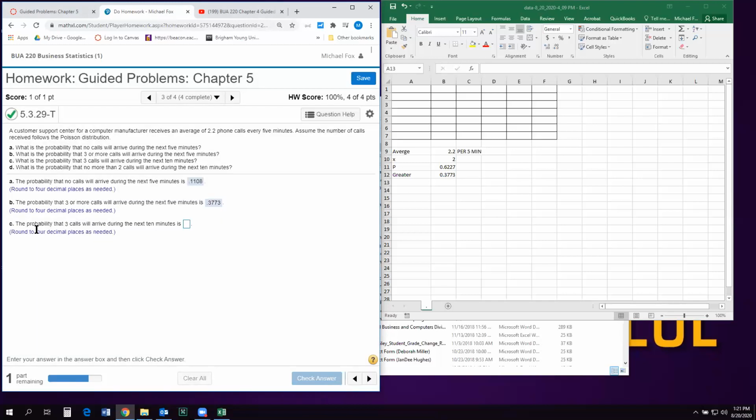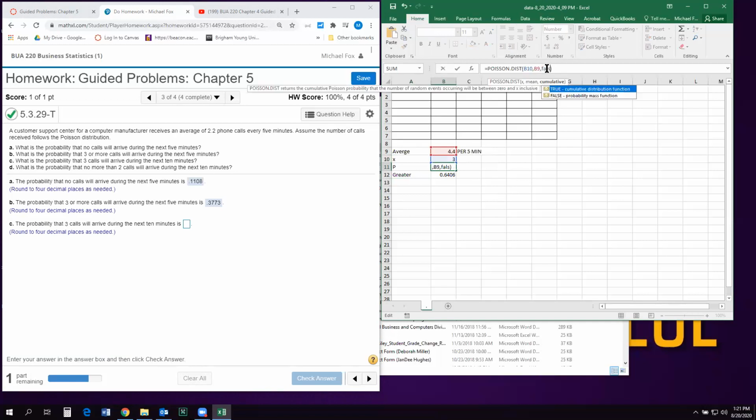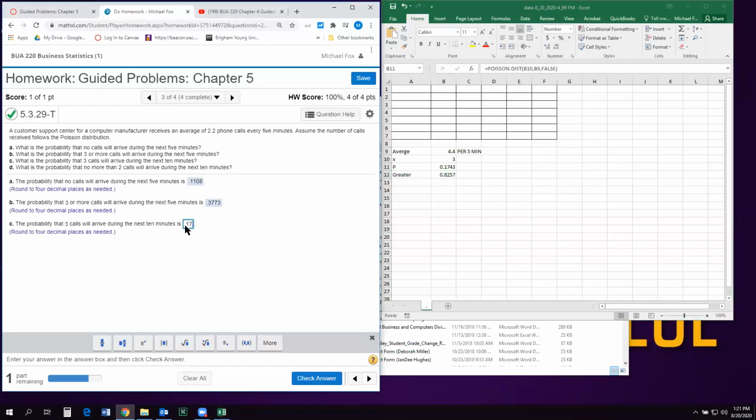The probability that 3 calls will arrive during the next 10 minutes. Now this one's a little tricky, because if you remember before, our rate was per 5 minutes. So our average per 10 minutes would be double that. So we're going to have to change our average to 4.4. And now we want the probability that 3 calls. So I'm going to say x is 3. And then my cumulative is false because it wants to know exactly 3. So here it is. The probability that 3 will come in is 0.1743.